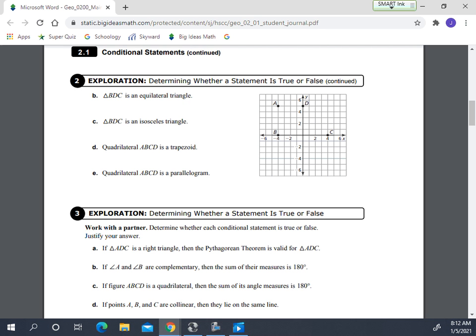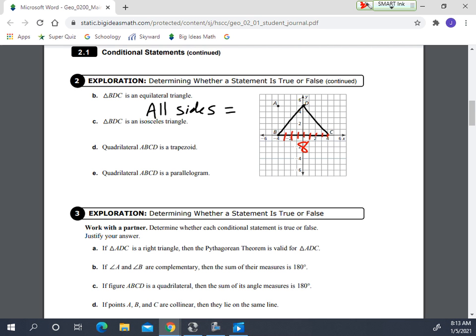BDC is an equilateral triangle. Let's look at it. BDC. So this triangle here. What's equilateral mean? Equilateral triangle means that all sides are equal, right? That's an equilateral triangle. Are all sides equal in length? Well, we kind of have to do a little math here. We have to think how long is each segment? Well, we know that BC, we can count that one. That's 3, 4, 5, 6, 7, 8. Okay. We need these two other sides to be 8.